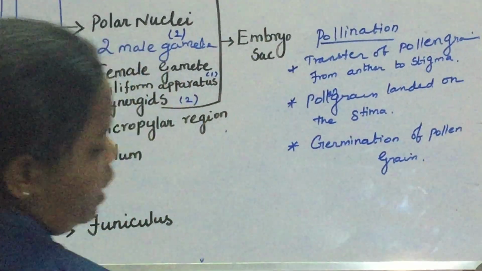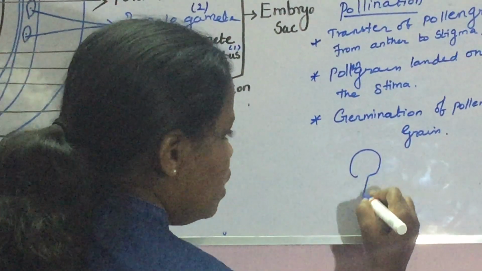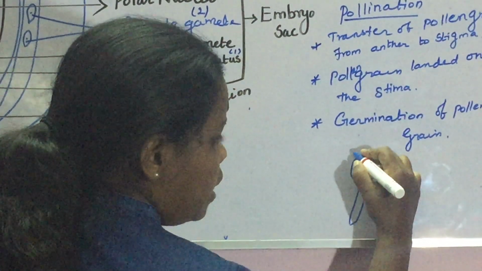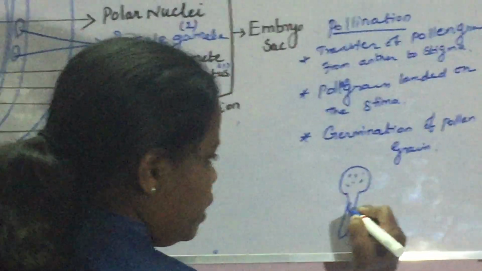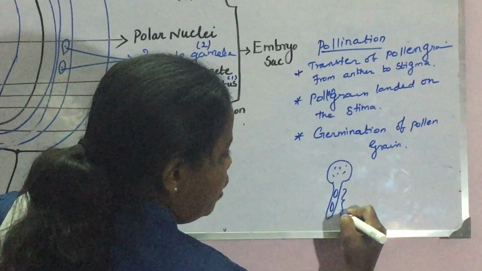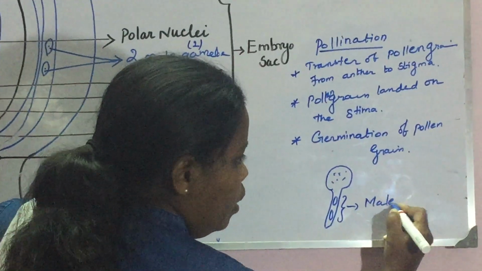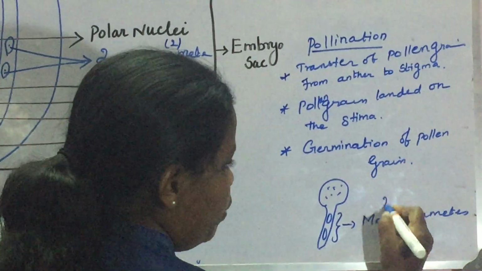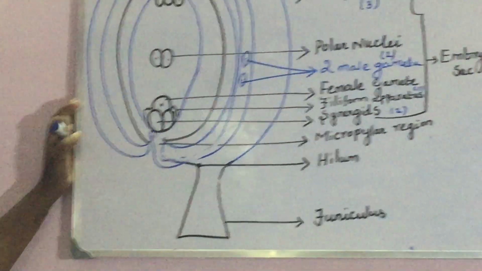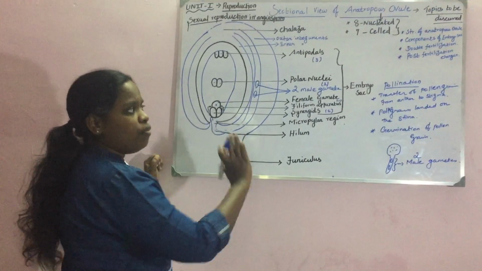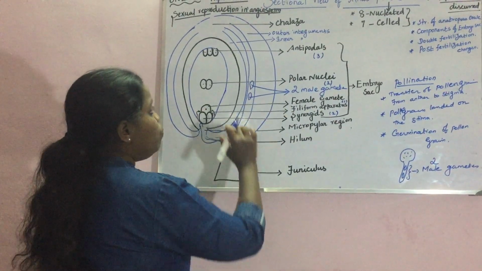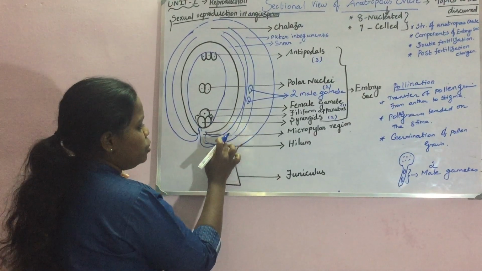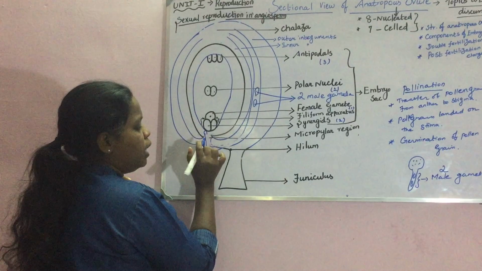In the pollen grain, there is the outer layer, exine, and the intine layer, and it carries 2 male gametes. How many male gametes are present in the pollen tube? 2 male gametes. Now, after pollination, the germinating pollen tube reaches into the ovule through the micropylar region.